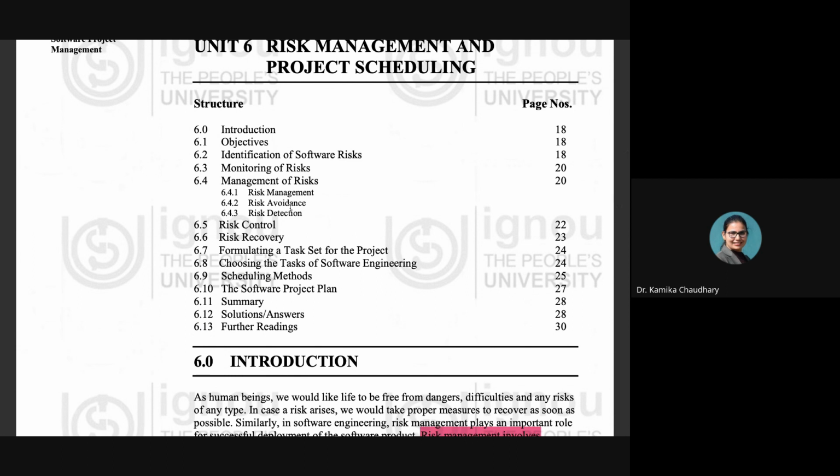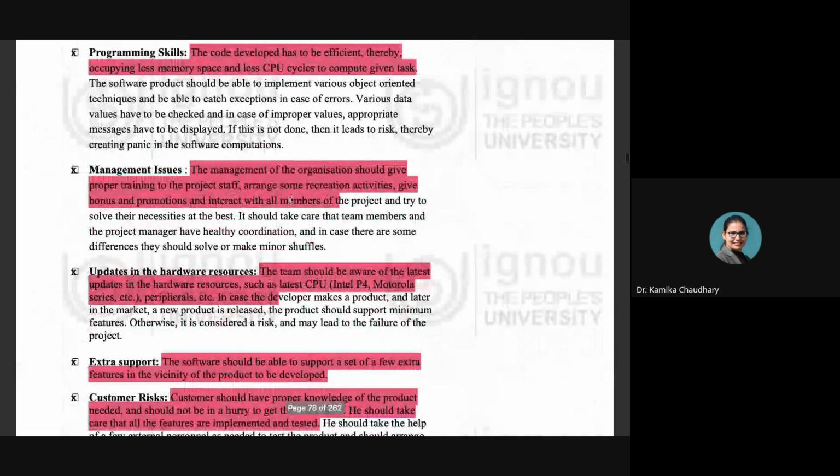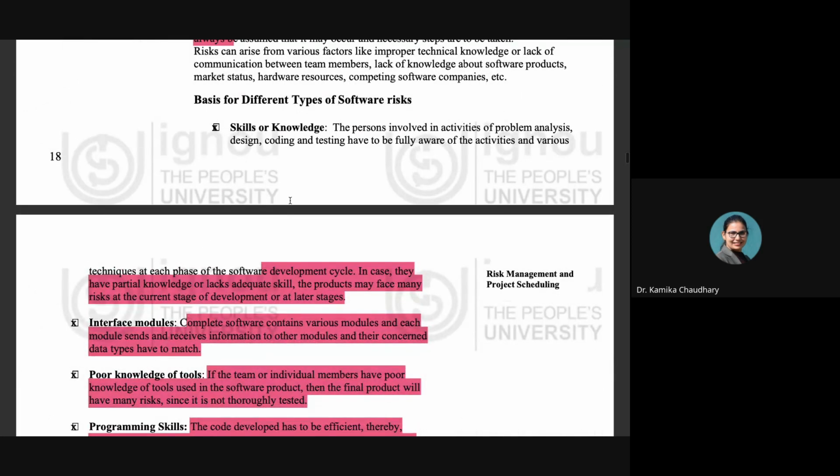First, we try to avoid the risk. If it is not avoidable and it is occurring, then we detect it, then we try to control it, and after that we try to manage it, right? All these things have been discussed in our earlier class.